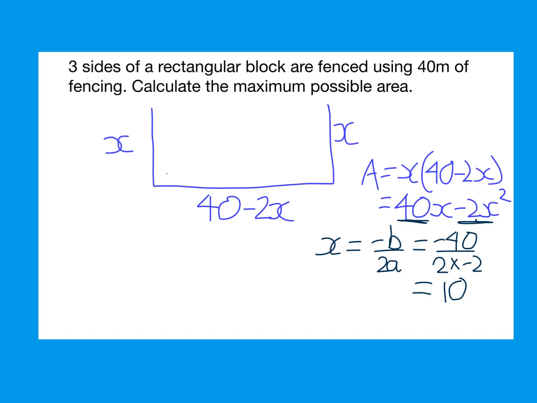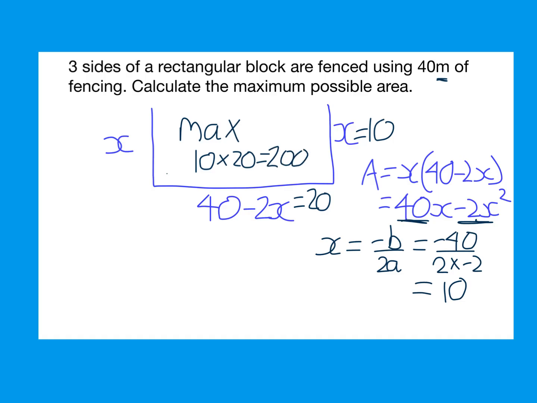So the maximum area occurs when this dimension here is 10. And that, of course, means this one is 40 minus 2 by 10. It is equal to 20. So because everything is in meters, the max area is 10 by 20 meters, which is 200 meters squared. You can't use only 40 meters of fencing and design a rectangle that has a higher area than that.